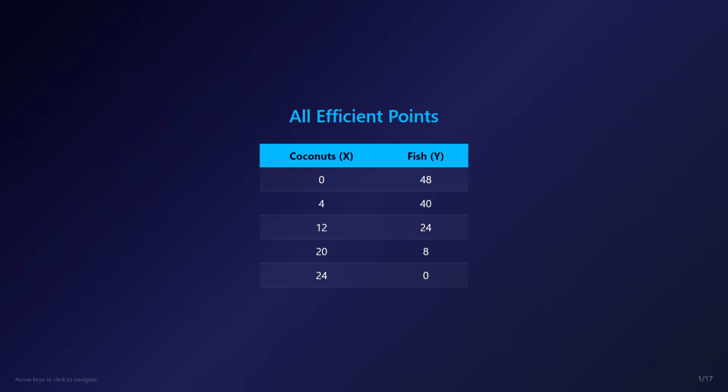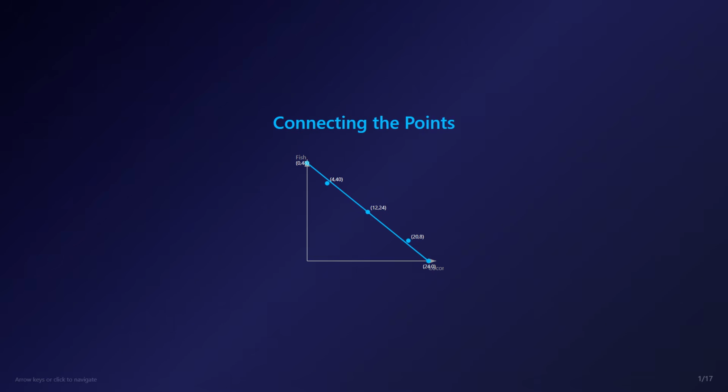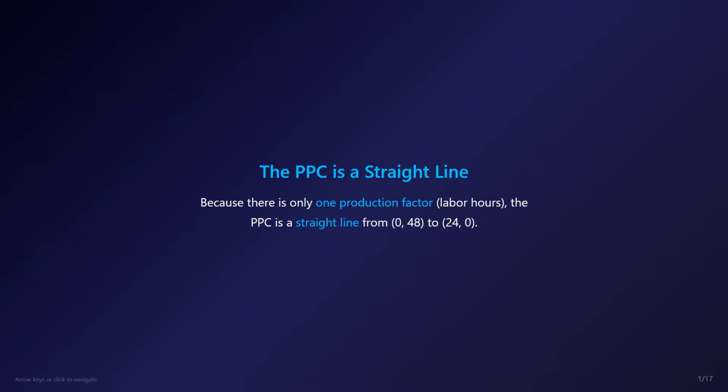What makes this example unique? Notice what we did here. We have one production factor, working hours. We have 2 products, fish and coconuts. And because there is only one production factor, the production possibility curve is a straight line. Every point on this straight line represents an efficient division of the 12 hours between the 2 products.